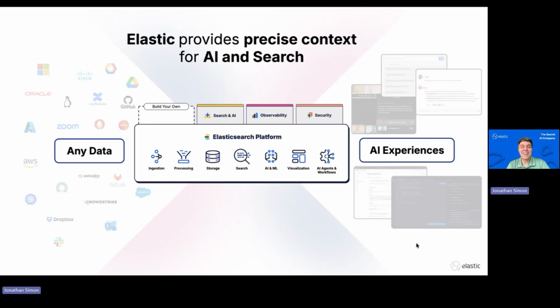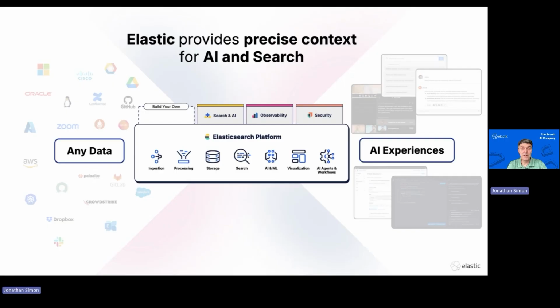Okay, Elastic has three solutions: search, observability, and security. Elasticsearch allows you to bring any data into the Elasticsearch platform, and it gives you blazing fast lexical exact match search, semantic search based on vectors, and now agentic search, powered by AI agents created with Elastic Agent Builder.